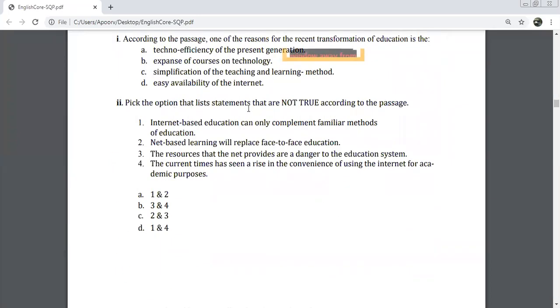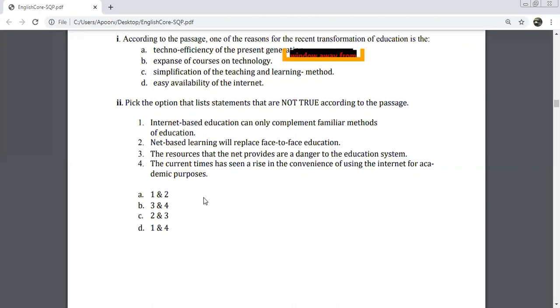Pick the option that lists statements that are not true according to the passage. A little tricky one, not true. These are the options. Please see, try to answer. Yes, can I have the options A, B, C, D? Which one is the correct option? They're saying this, which is not true according to the passage. Let's discuss one by one. Is the first one true?